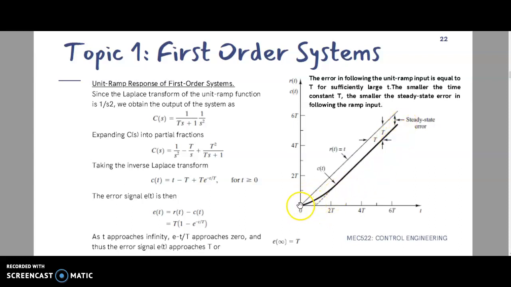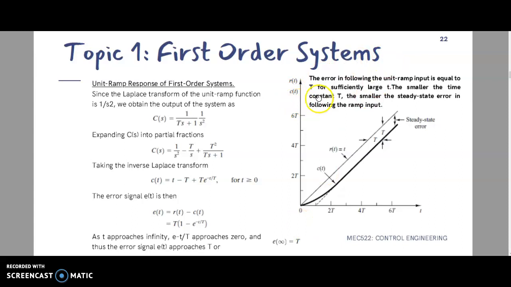This one is the input. This one is dia punya C(t). Sebab this one R(s) is 1 over s square, so bila you inverse kan, you akan dapatlah r(t) equal t. And then you akan dapat output dia. And then dekat sini, you akan nampak ada steady state error. This one, here.